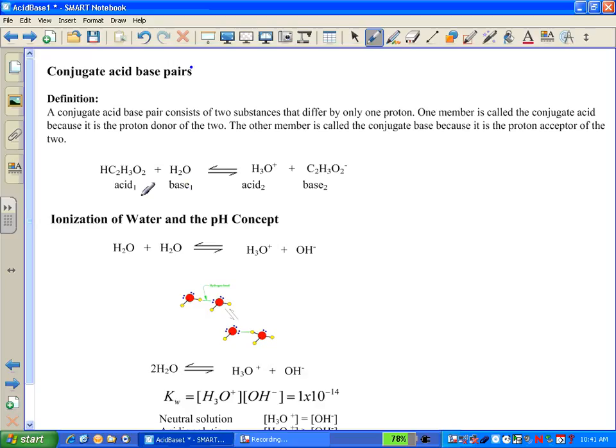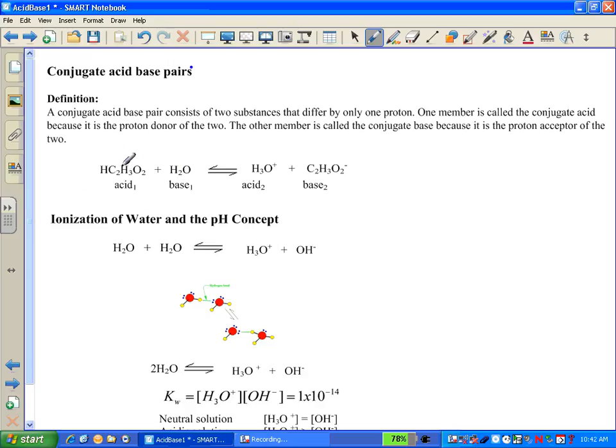And the way that you identify it is by which one has the proton to donate and which one would accept a proton. So if we look at this reaction, this is the vinegar molecule again, just written a different way, and this is the acidic proton. This is the proton that's being donated to the water.